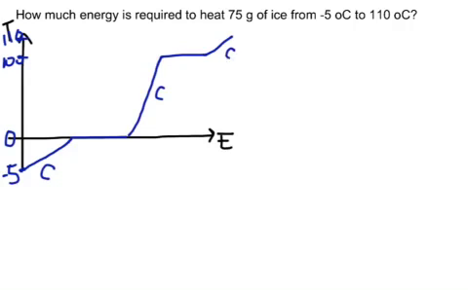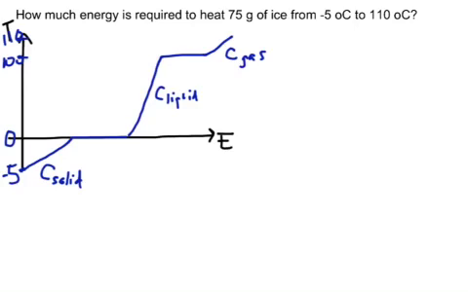Now I also want to remind you the heat capacity is not the same for a solid, a liquid, and a gas. So below 0 degrees we're going to use heat capacity for a solid, because water is a solid in that range. Between 0 and 100 degrees, water is a liquid, so we'll use the heat capacity for liquid water. And above 100 degrees, water is a gas, so we'll use the heat capacity for a gas.